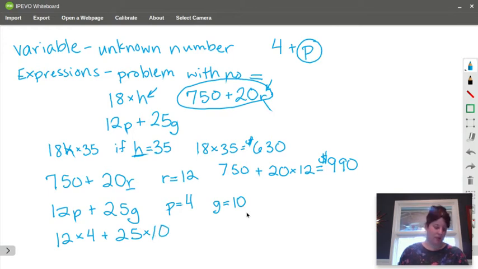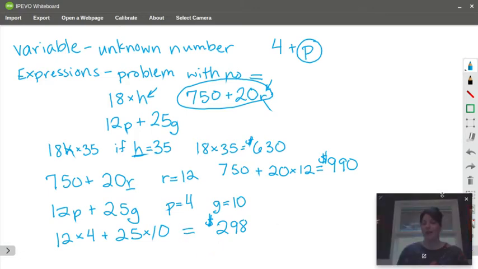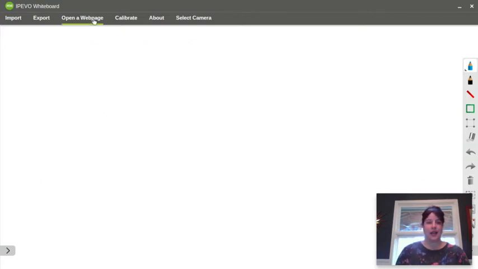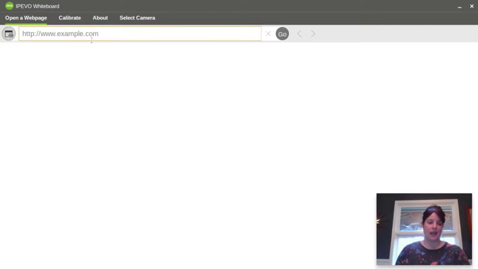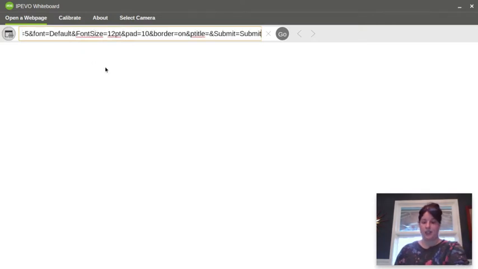And I can put that into my calculator. Plus 25 times 10. It would be $298. So I would need $298 to paint this house. Okay? So when we evaluate an expression, we are just replacing the letters with numbers. That's all we're doing. So let's open up a worksheet here.